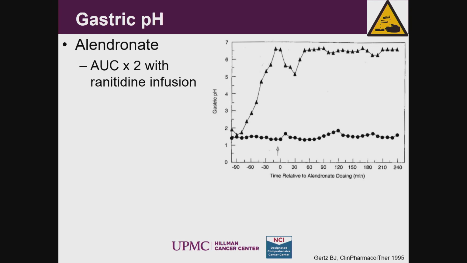The opposite effect can also happen. Acidity can cause degradation of a compound, such as in the case of alendronate. And so for this compound, the AUC is increased by a factor of 2 in the presence of ranitidine infusion, which increases the gastric pH to approximately neutral levels.